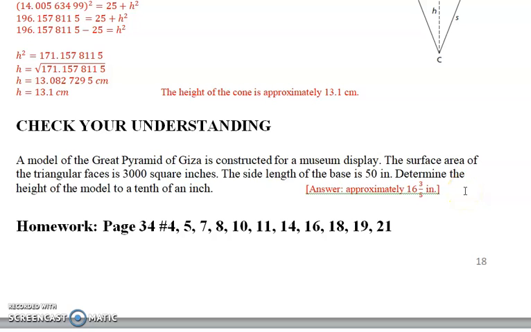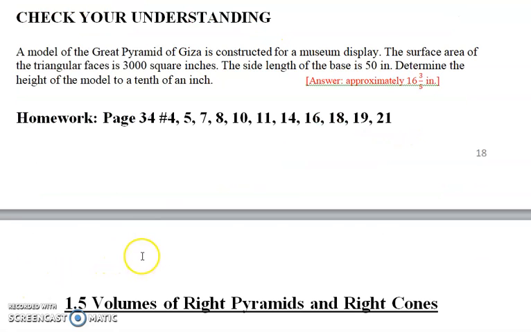And then you're going to work on page 34, numbers 4, 5, 7, 8, 10, 11, 14, 16, 18, 19, and 21. All right, folks, thanks for watching. That'll be the end of section 1.4. In the next video, we'll start with 1.5, volumes of right pyramids and right cones.